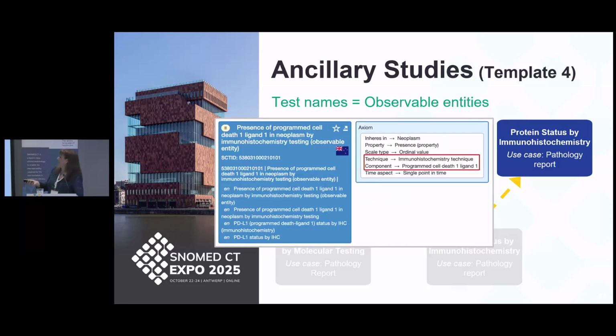An interesting animation, but for our immunohistochemistry tests, the ones like PD-L1 or ER, PR status, where it's just the protein that is being observed and it's not used as a direct indicator of a molecular test, we represent these protein statuses using an immunohistochemistry observable like this, where the attributes are as I explained before. The component is the protein, so this is the one for PD-L1, and the technique is the immunohistochemistry technique.